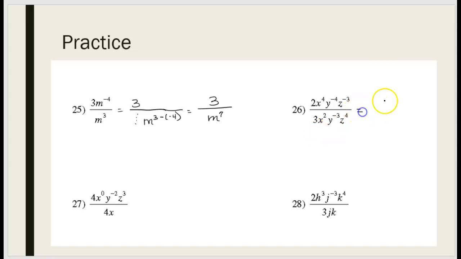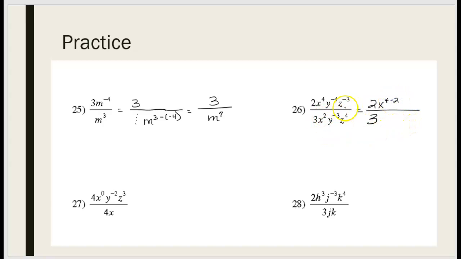Okay, here we go. So we're going to leave our numbers where they are right now because they don't divide nicely. So we're just going to leave them there. We're not going to make decimals or anything crazy like that. Okay. Now I've got an x to the 4th up top, but I have to take away the 2 at the bottom.